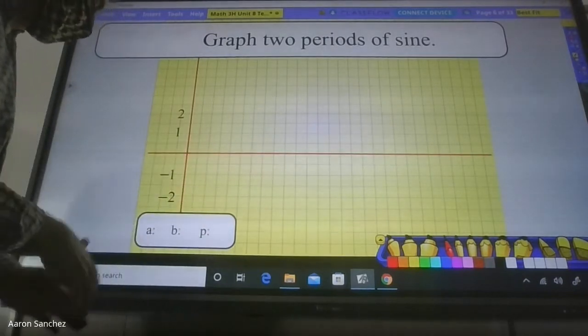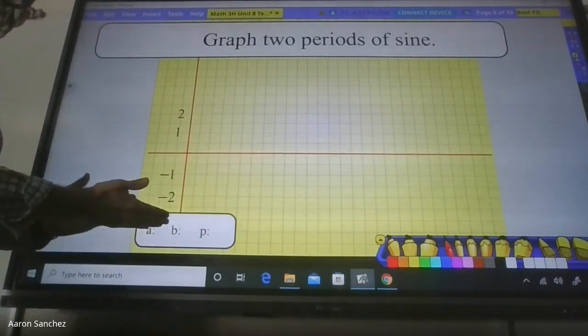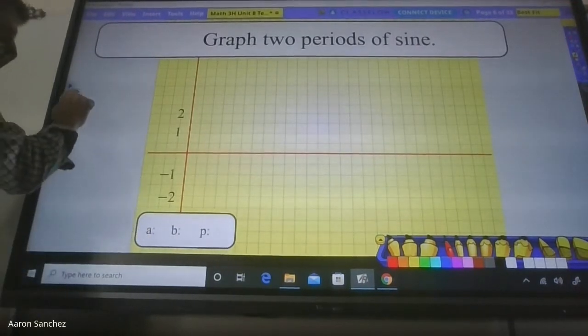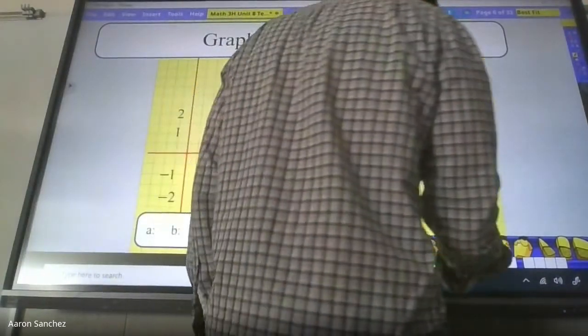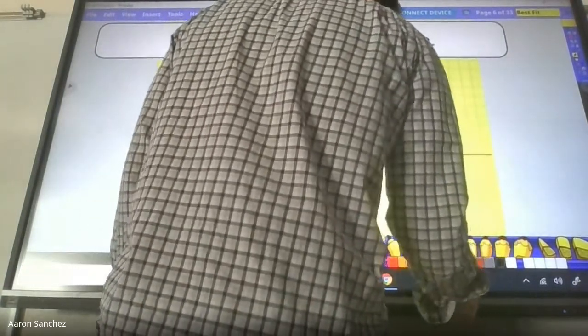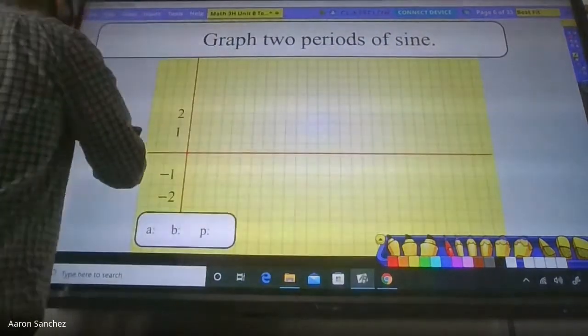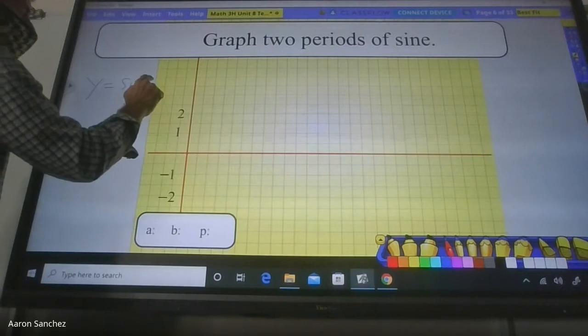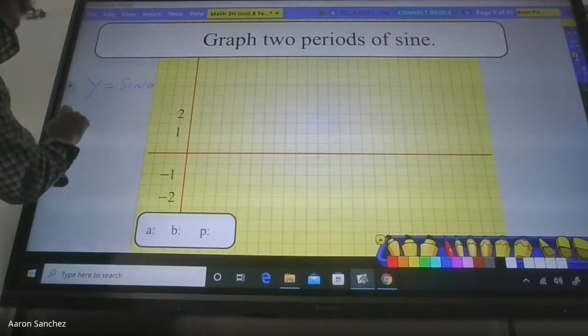But A, B, P: what's the A stand for? For sine. Let's write it out. I'm sorry, I'm asking you guys a question, but I'm not waiting for your answer. Let's do blue. y equals sine of theta, or x.